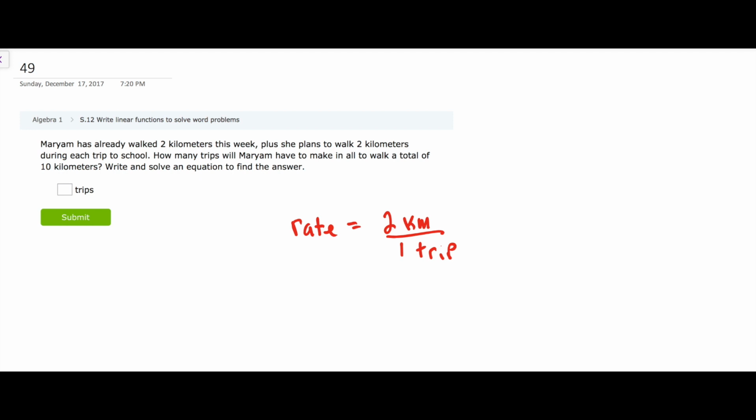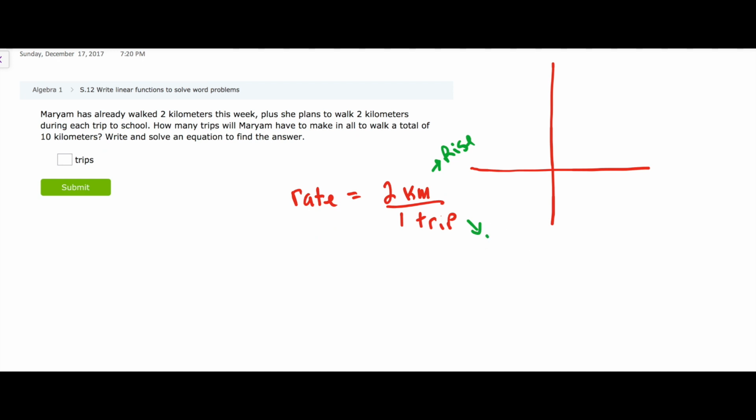See, but okay, how do I know how many times she's going to school? So first of all, rates with these linear equations are your slope, right? So it's always going to be rise over run. So I know this is rise, and this is run. Which tells me that the y-axis, since it's rise over run, is kilometers. It tells me that the x-axis is trips. But I know that at 0 trips, she's already done 2 kilometers. Right? That's our y-intercept.